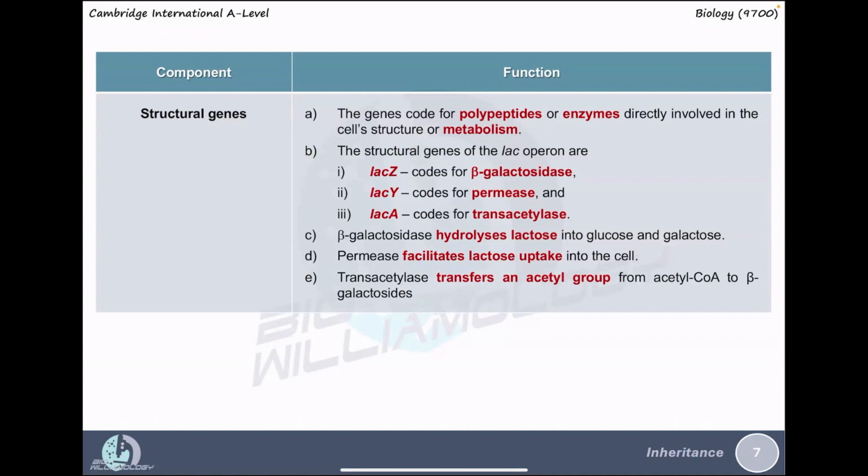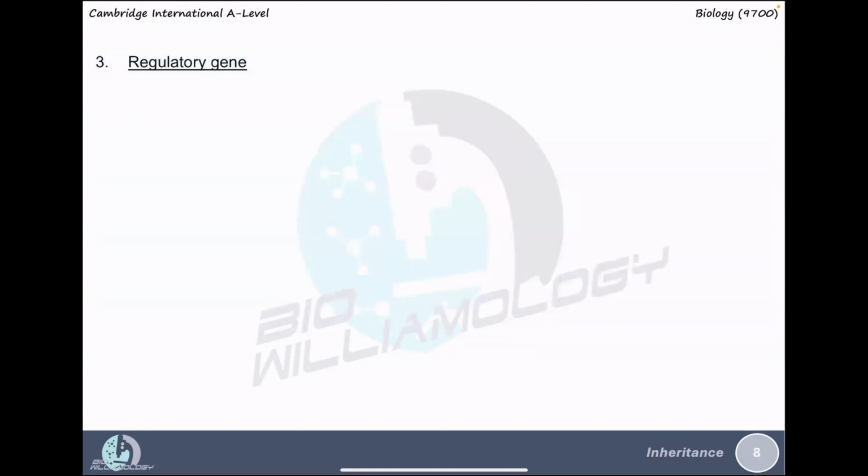So it makes sense that without lactose, these three genes are deactivated or inactivated due to the lac operon inactivation. So what is a regulatory gene?